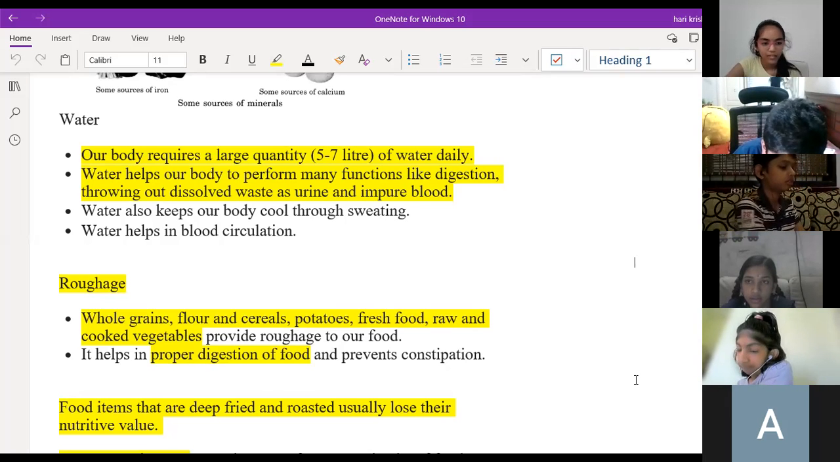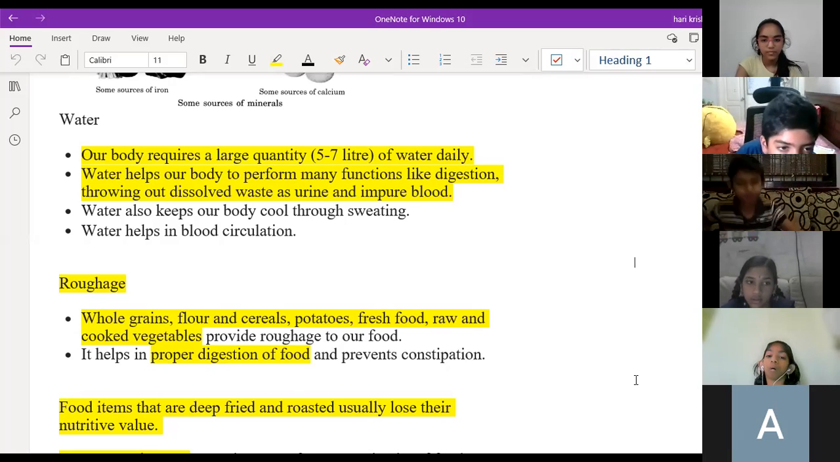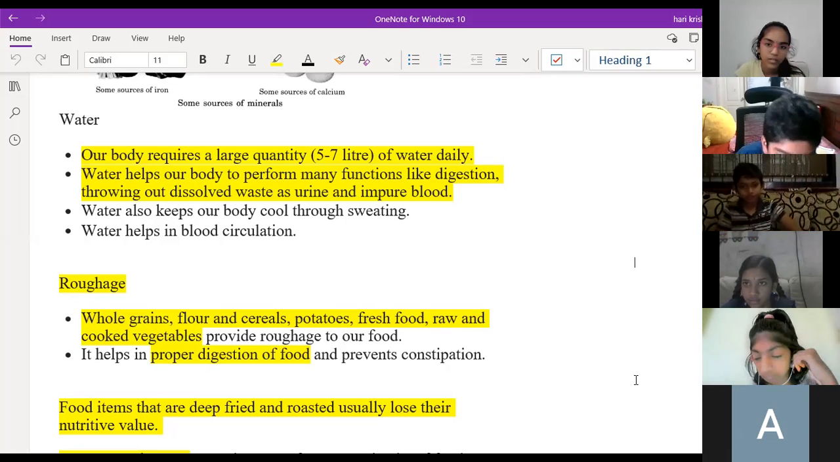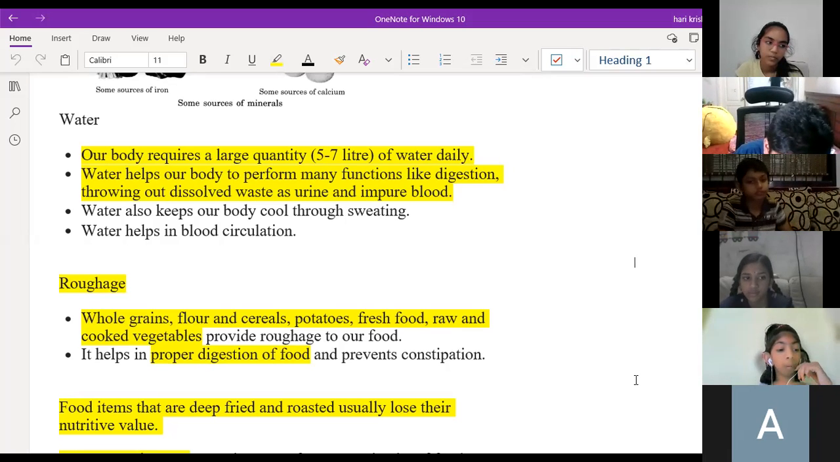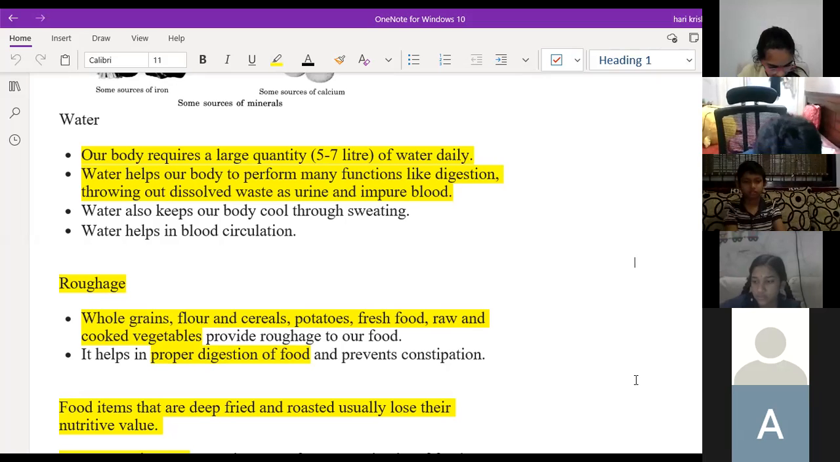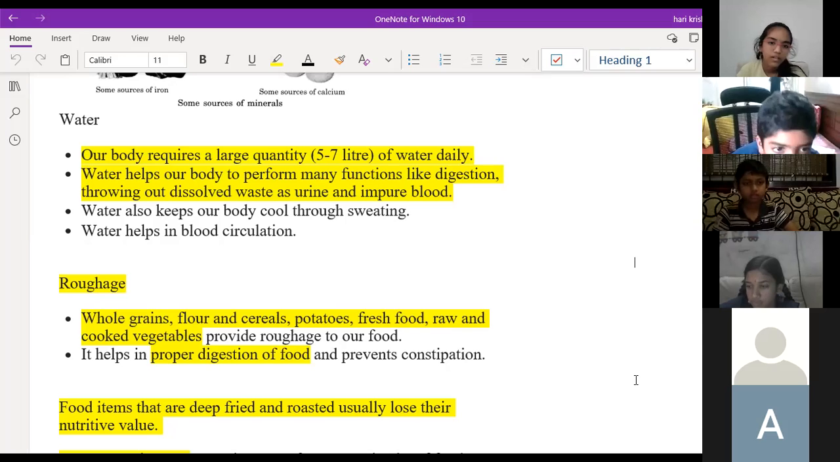Good. Generally, Suhana, what is the answer apart from what Lohini said? She said helps in the digestion. What is the importance of water in our body? Water keeps our body hydrated, and if we don't drink water, our skin may become dry. Yeah, water helps us keep the body hydrated.